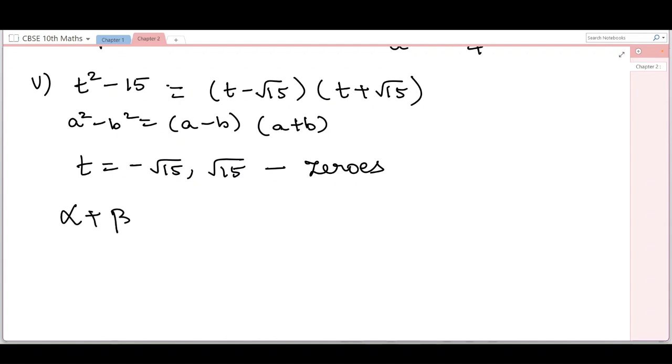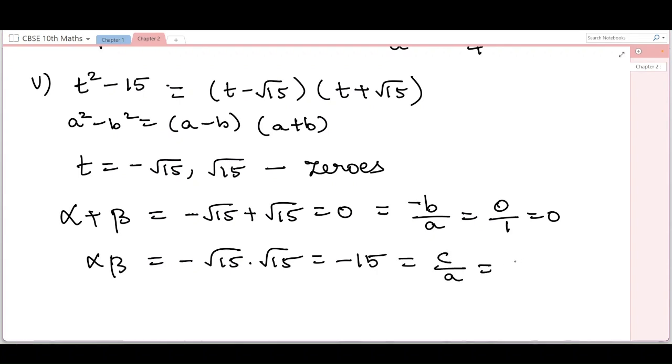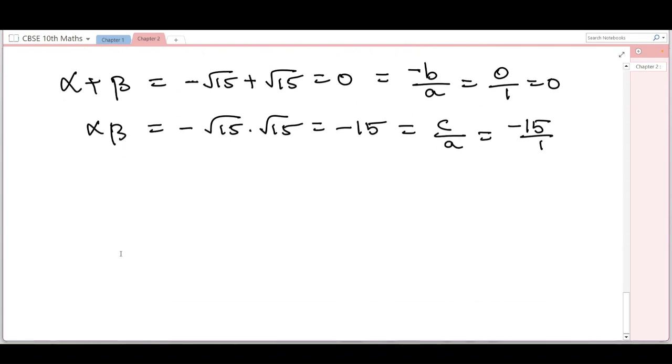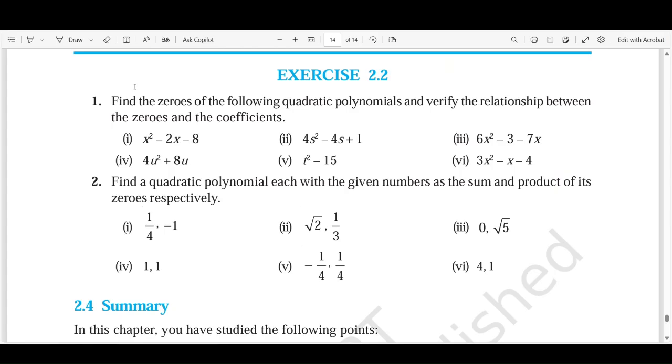And if you check the conditions, you will get the sum of them to be 0, which is equal to minus b by a. Here b is the coefficient of t, which is 0. 0 by 1 equal to 0. And alpha into beta equal to minus root 15 into root 15, which is equal to minus 15, which is equal to c by a. C is the constant term, so minus 15 by 1, right? Sixth one, 3x square minus x minus 4.